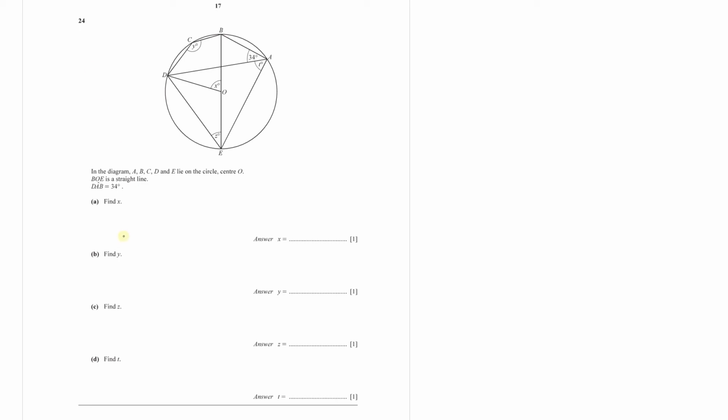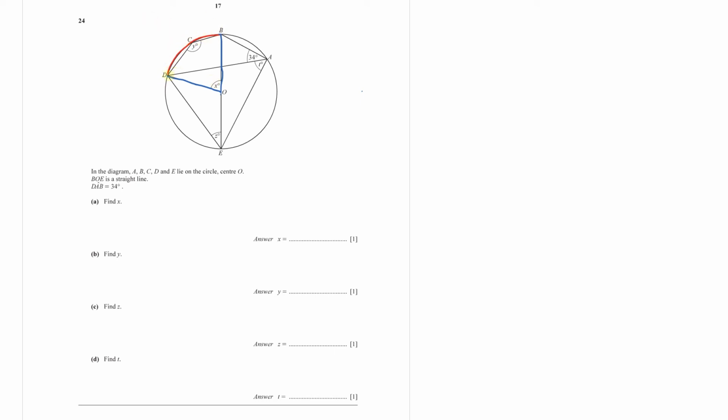So the first part is to find X. X is this angle DOB. This is the angle X that we need to calculate, and it's at the center, right? If we look at this arc, this angle X is subtended by this arc DCB.